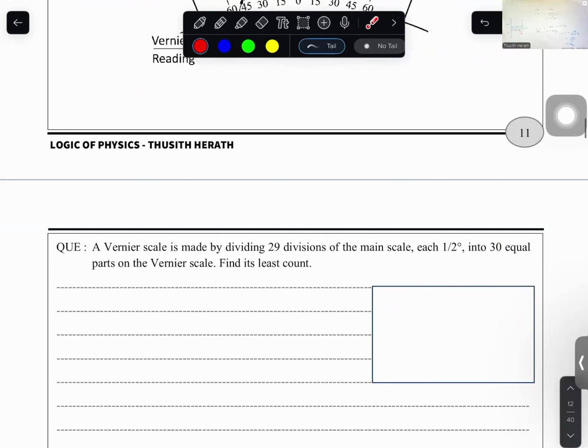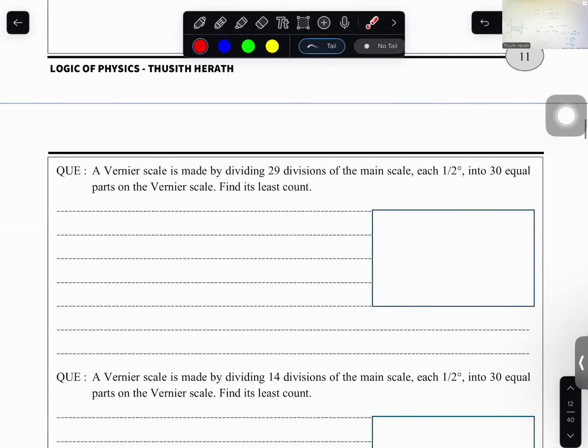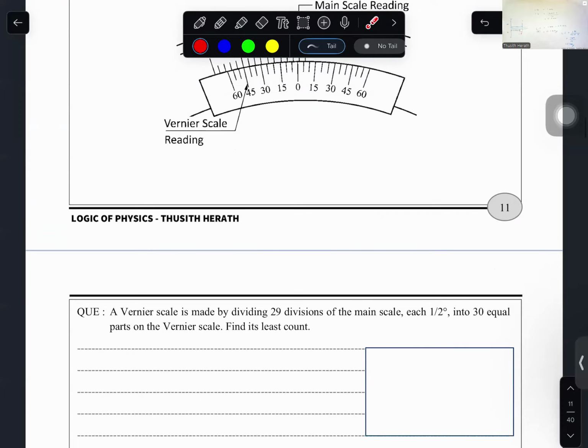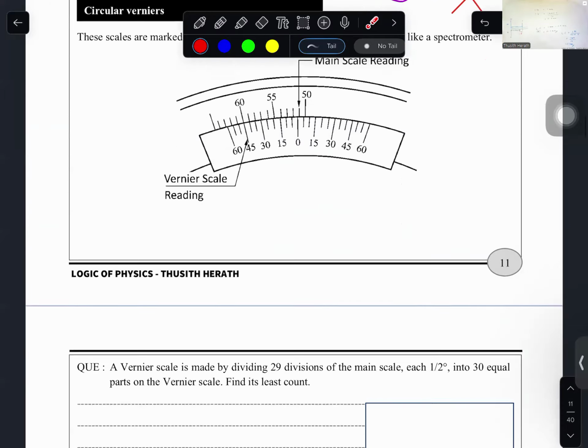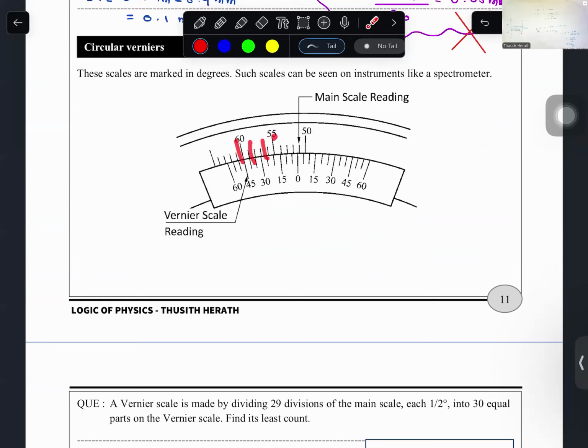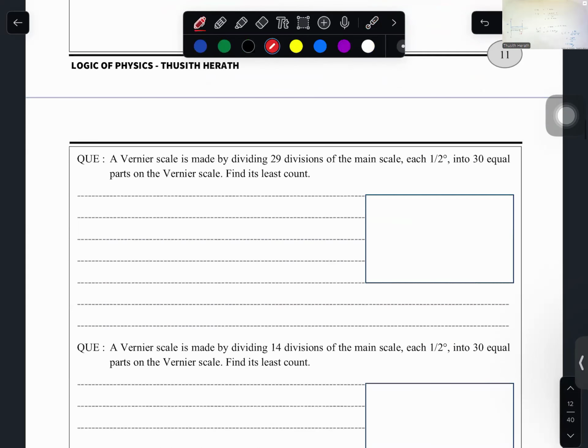So let's find the least count here. Here the only difference is these are not marked in millimeters. These are marked in angle, degrees, right? Because this is an angle. You can't mark an angle in millimeters. You have to use the suitable unit. That's degrees. Okay. Again, the same way.